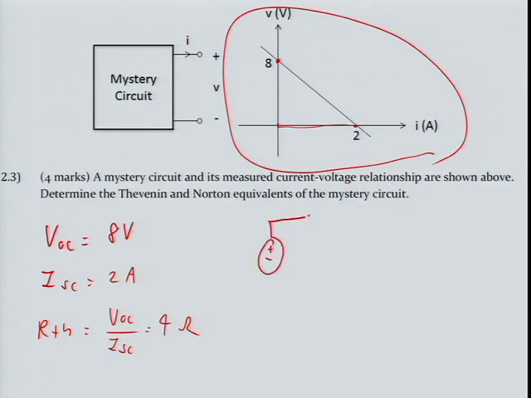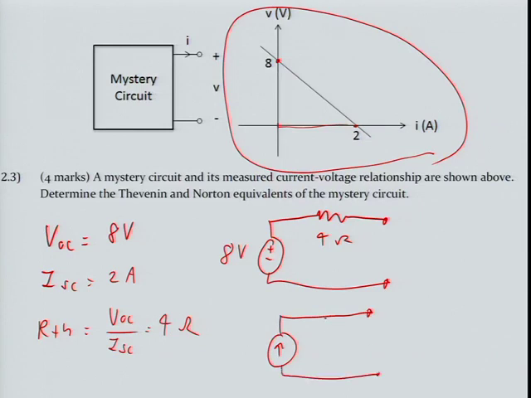I suppose you should do this to finish off and say this is the Thevenin, 8 volts, 4 ohms, and this is the Norton, and it checks that you put them in series, the resistor in series for Thevenin and in parallel for Norton. 2 amps, 4 ohms, and then say this is Thevenin and that is Norton.